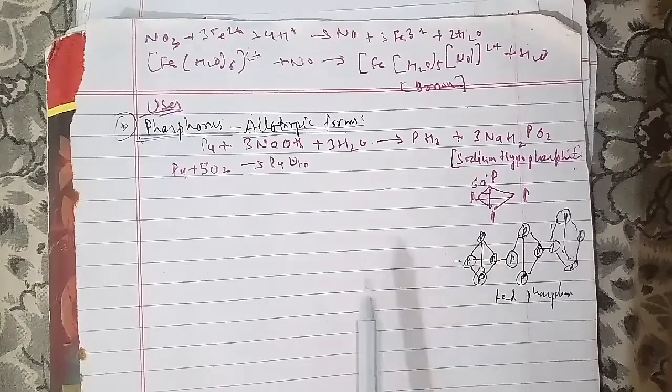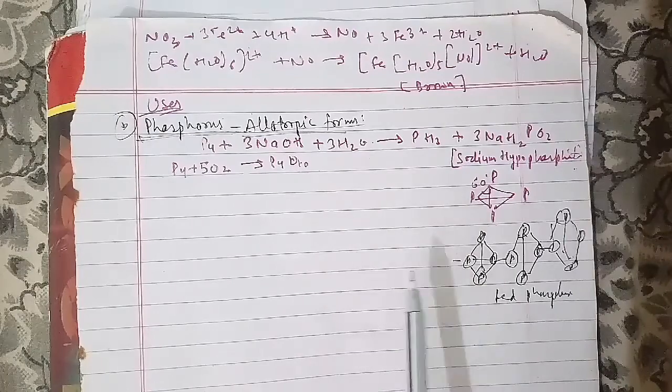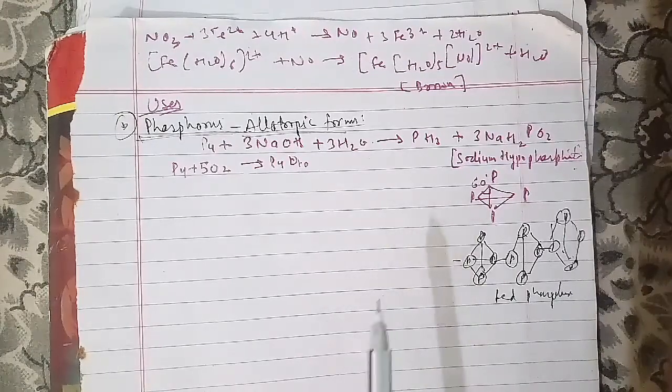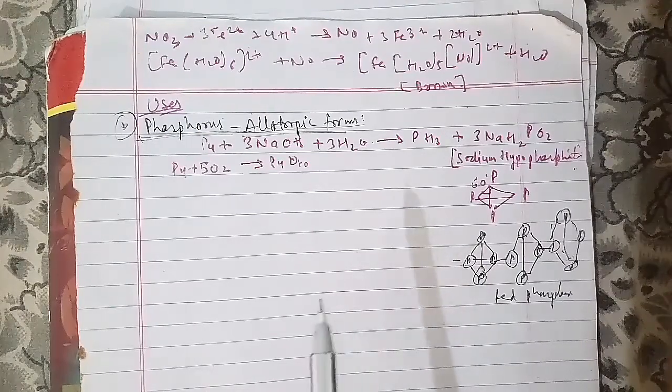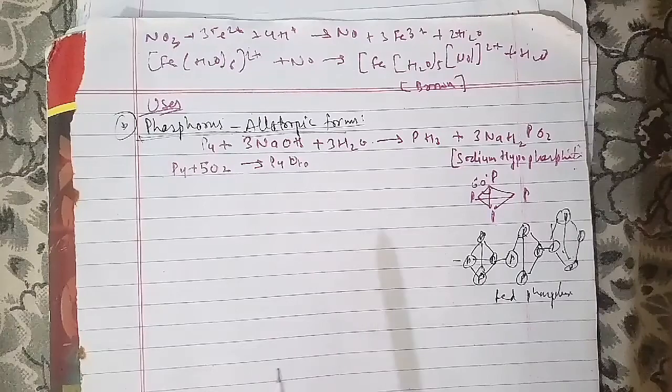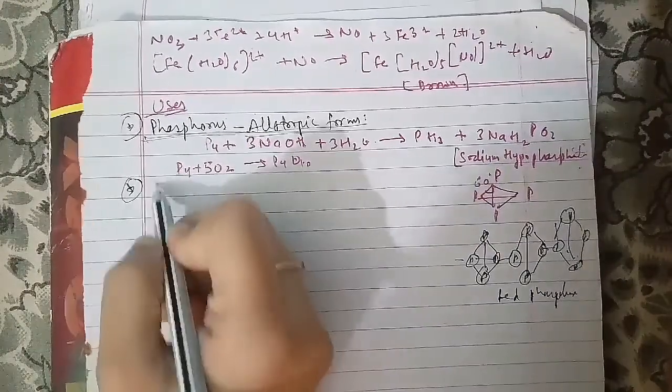In the laboratory, it is prepared by heating white phosphorus with concentrated NaOH solution in an inert atmosphere of CO2. For that, we have P4 plus 3NaOH plus 3H2O, which gives PH3 plus 3NaH2PO2, which is sodium hypophosphite, as I told you before. When it is pure, it is not inflammable.